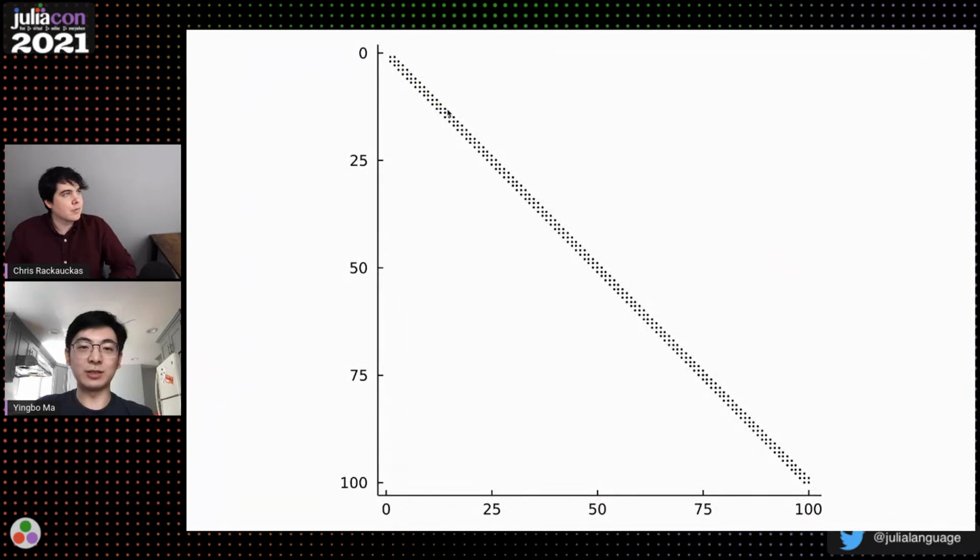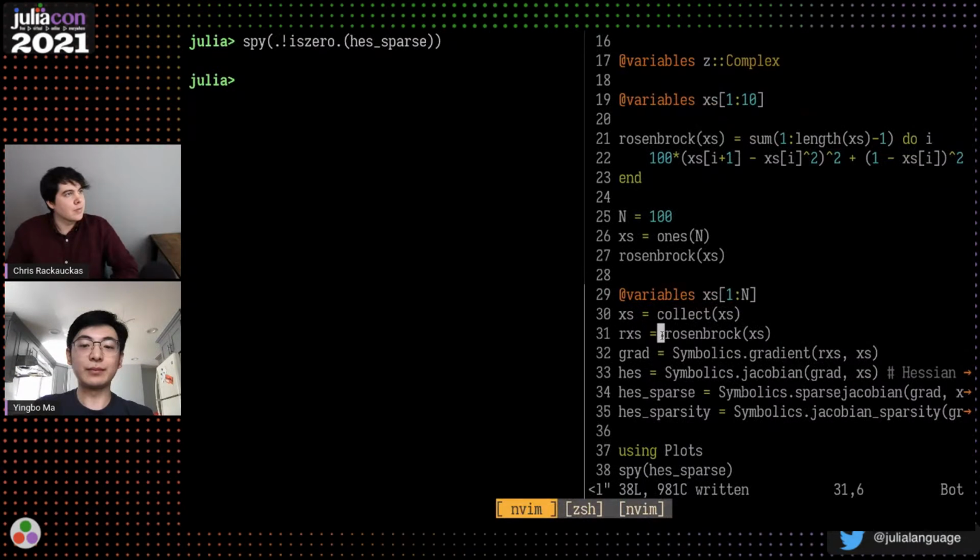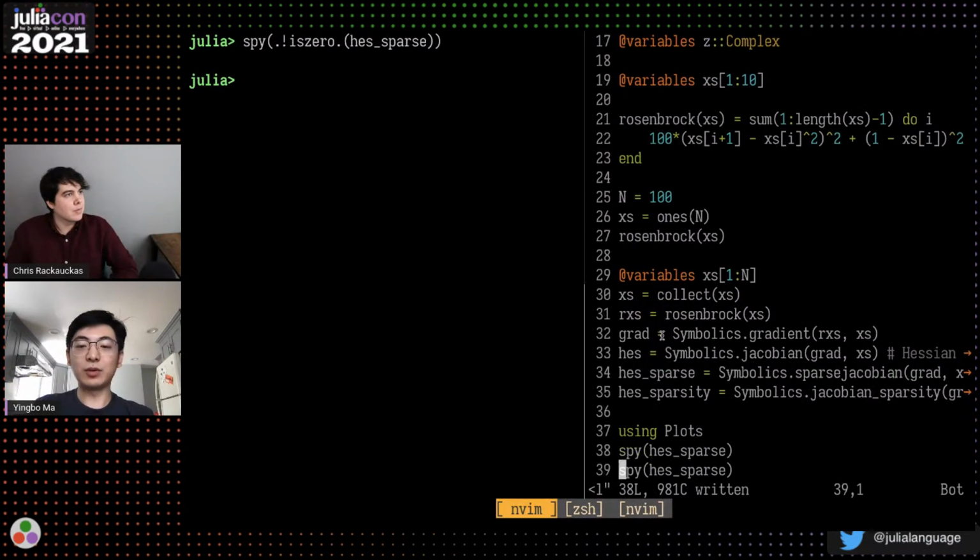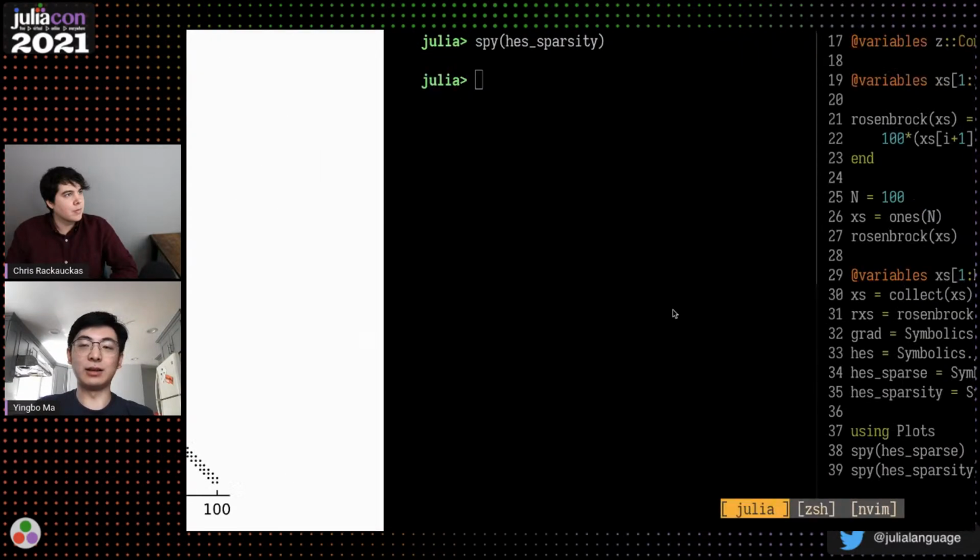And then, of course, as expected, the sparsity pattern of the Hessian of the Rosenbrock function is a banded matrix. Of course, we can also just simply put the Hessian sparsity in here as well, and that will just work.